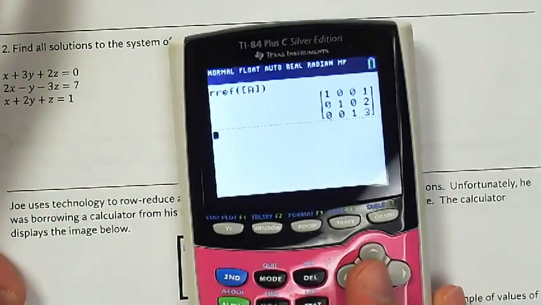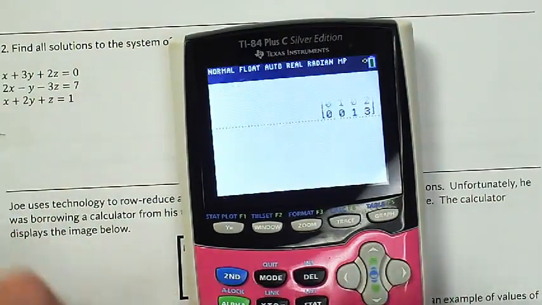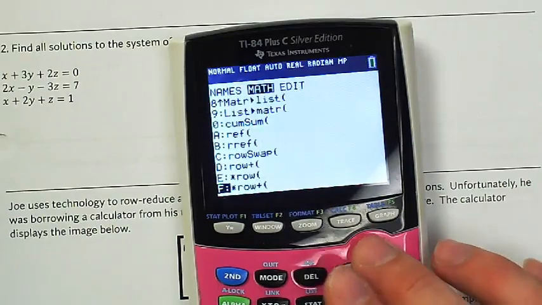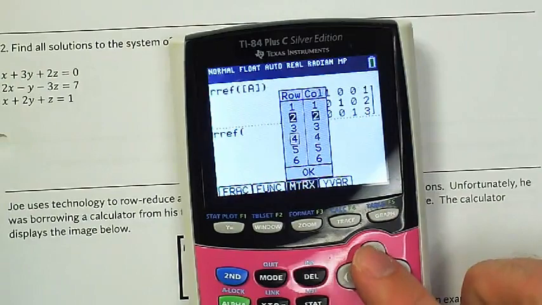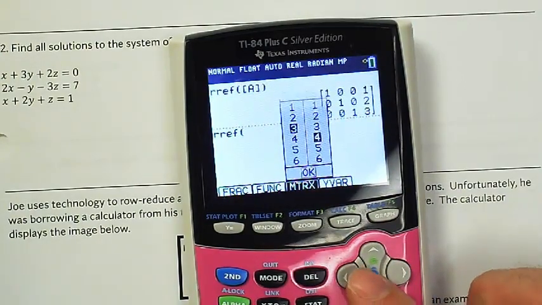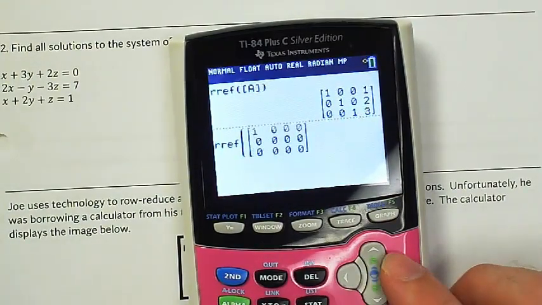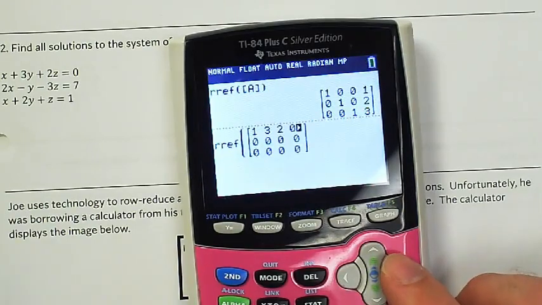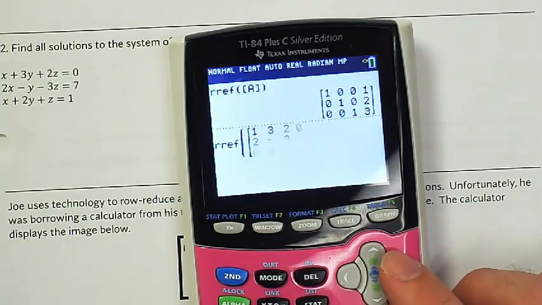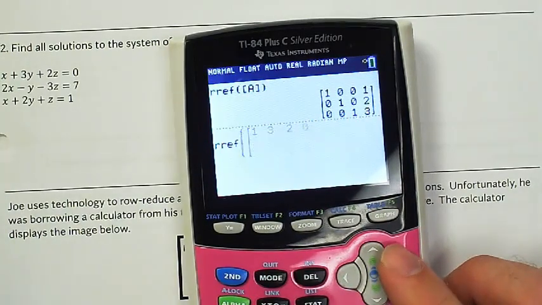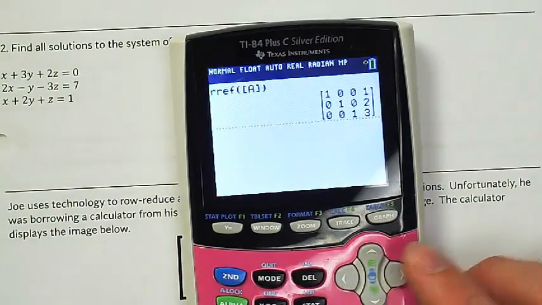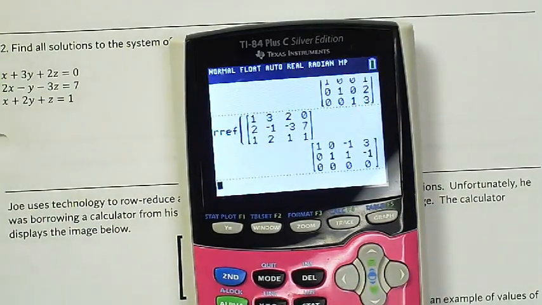Now, for number 2, we're going to do the same thing, except maybe this time I'll show you a little faster way. We're going to just start by asking for RREF, and then we'll ask for a matrix out of F3. But not all the calculators have this possibility. So 1x, 3y, 2z equals 0. 2x, -1y, -3z equals 7. And then 1x, 2y, 1z equals 1.